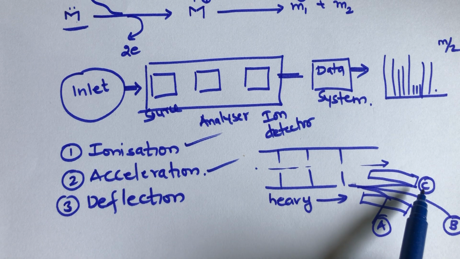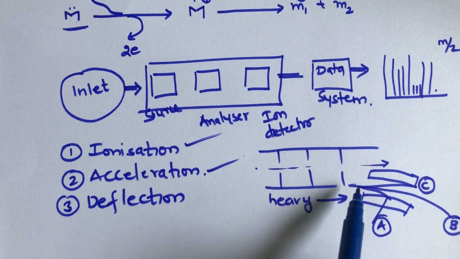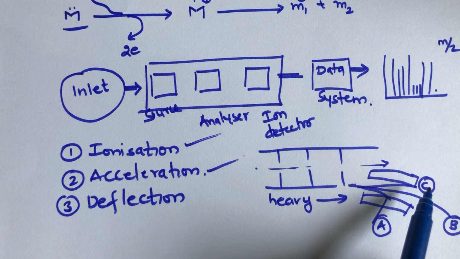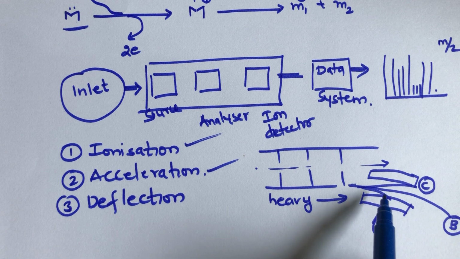Ion stream C, ion stream D. The lightest ions and the ions with one positive charge are deflected the most. Here only they get deflected. The ions at the correct mass by charge ratio travel to the detector. This is ion stream B.